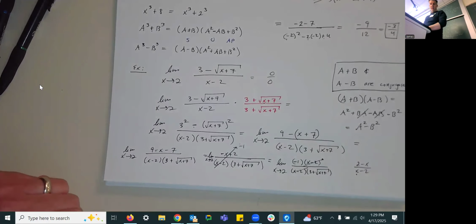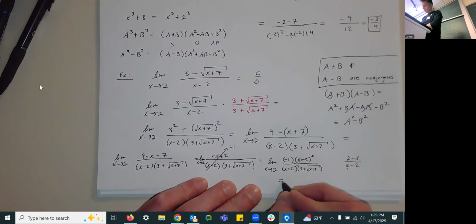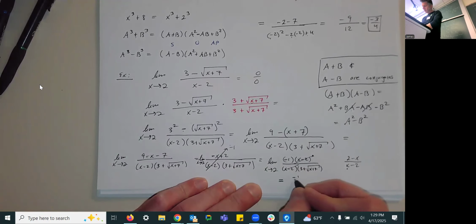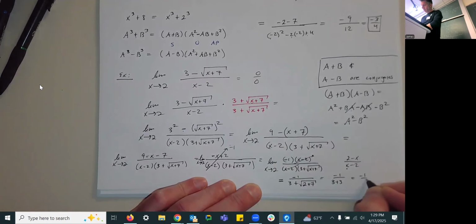Now I've run out of room here and we're almost done. So I'm going to just plug in 2, even though it feels a little bit shady. So I get negative 1 on top, and I get 3 plus the square root of 2 plus 7 on the bottom, which is negative 1 over 3 plus 3, which is negative 1 over 6.